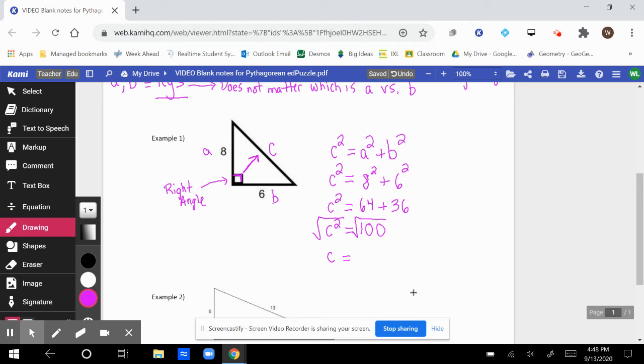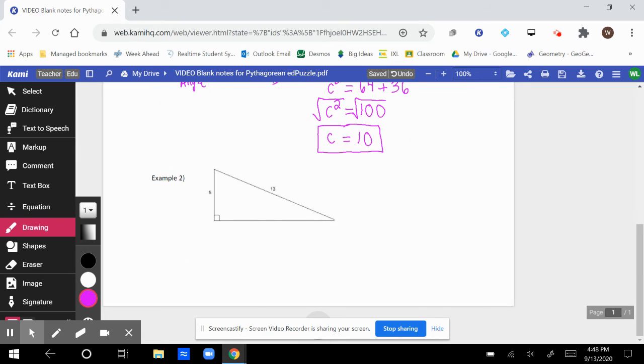So when I have C squared, I want to get down to just plain C, take the square root of both sides, and the square root of 100 is 10. You can put that in your calculator, or you could think of a square root as saying what number times itself is going to give me this number, and 10 times 10 is 100. So our hypotenuse here is 10.